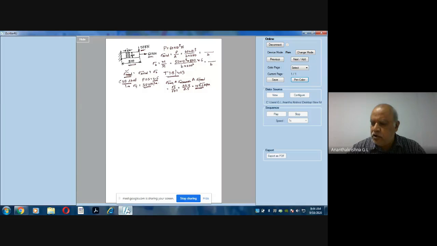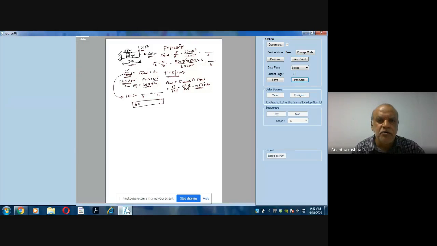Correct? So therefore, coming back to this equation, sigma total is 129.6. Sigma axial is something divided by B plus sigma bending is again something divided by B. Find the value of B and round it up to the next higher whole number.